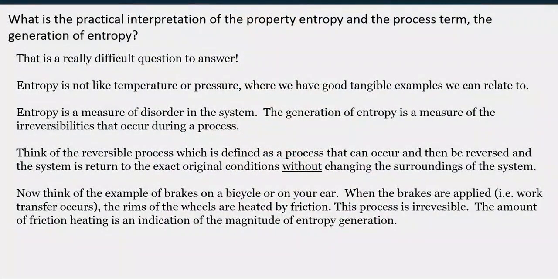Okay, so let's think about a reversible process, which is defined as a process that can occur and then be reversed, and the system is returned to its exact original conditions without changing the surroundings of the system. So essentially, I can start and have some process happen, and that process can be entirely reversed, where the system and the surroundings can be returned to their original conditions. Okay, that's an ideal process. A reversible process is ideal and cannot be achieved in real life.